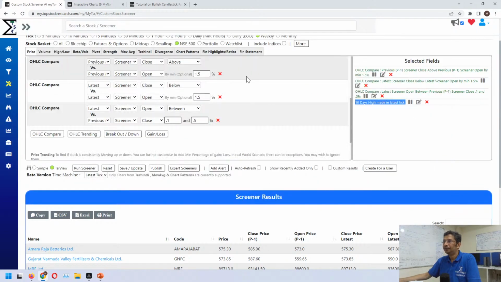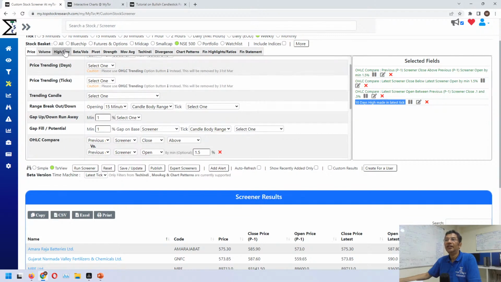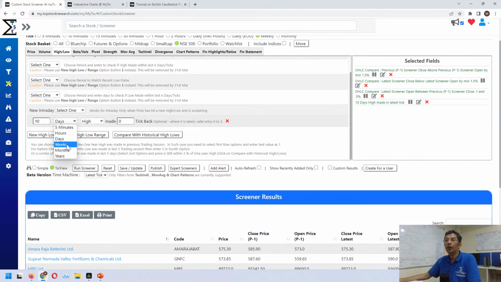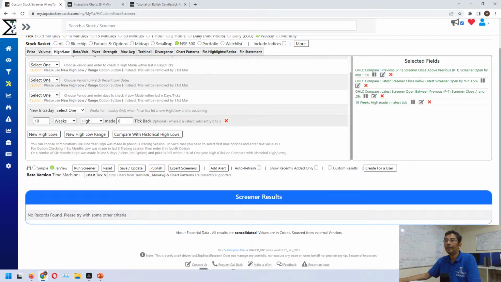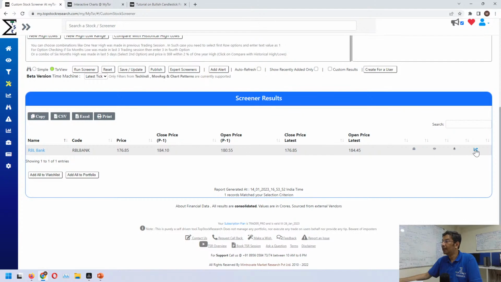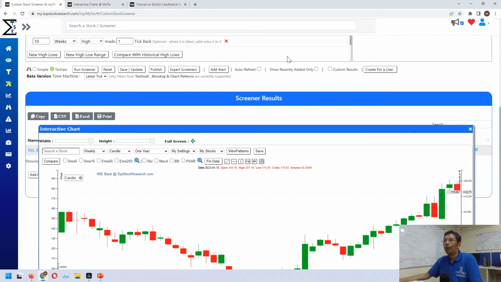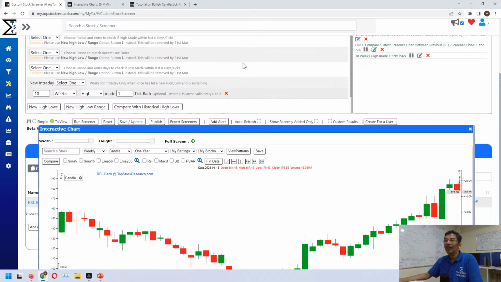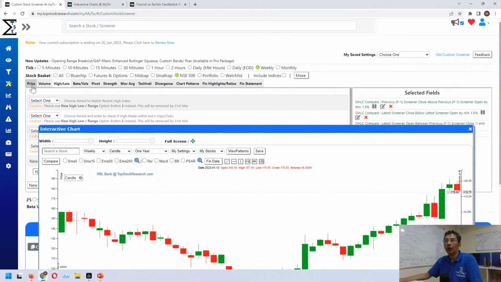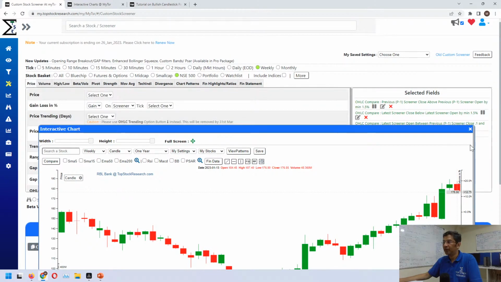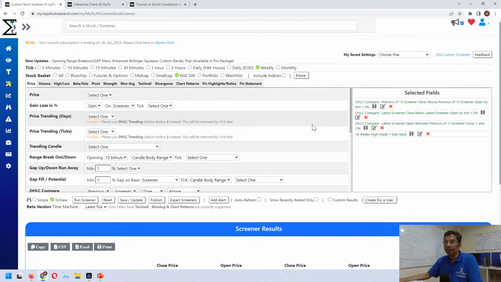Now, let's change this to 10 weeks to see if we get anything. First candle. Yeah, so RBL Bank. When you look at RBL Bank, this is where it is happening. But remember, guys, 0.12% is very small when you compare with weekly. In a week, the movements are much bigger. The percentage that we selected earlier was for the day period.